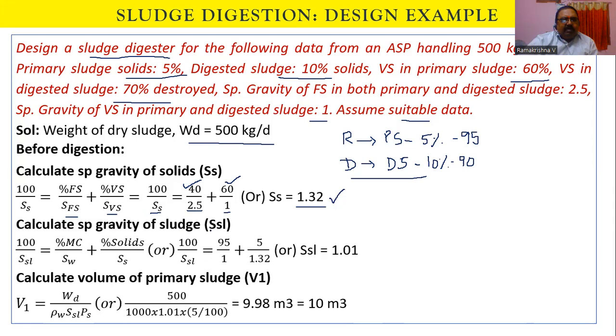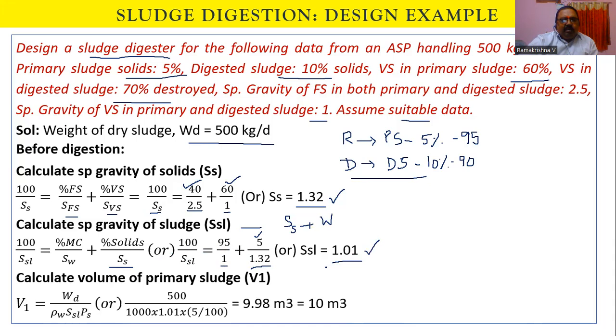Now calculating specific gravity of the sludge. Sludge contains what? We are having solids plus water, that is nothing but moisture content. So these two contributions we have to consider here. So solids having a specific gravity of 1.32, but primary sludge is having 5%. So 5% of solids having a specific gravity of 1.32, this percentage solids by SS. And what is the moisture content here now? 95%. And what is the water content? The specific gravity of the water is 1. So using this relation, 100 by SSL is equal to so on and so forth. Now we are calculating specific gravity of the sludge, it comes like 1.01.